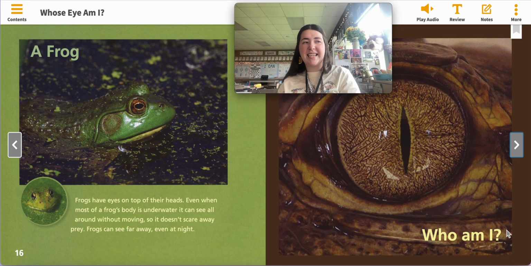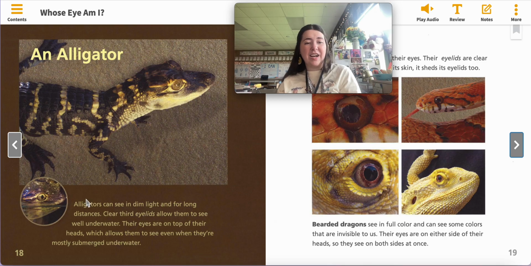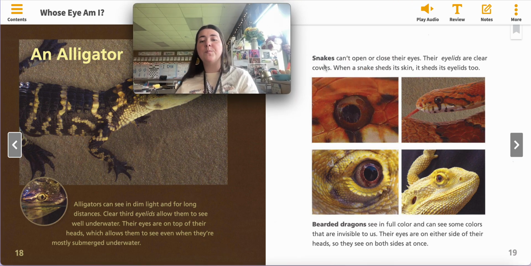Any guesses? 3, 2, 1. It's an alligator. Alligators can see in dim light and for long distances. Clear third eyelids allow them to see well underwater. Their eyes are on top of their heads, which allows them to see even when they're mostly submerged underwater. Same as frogs.